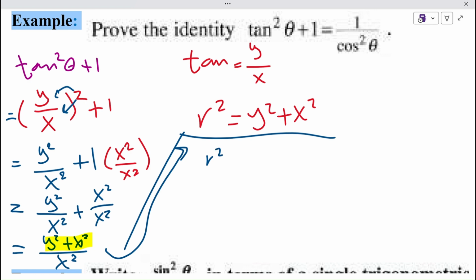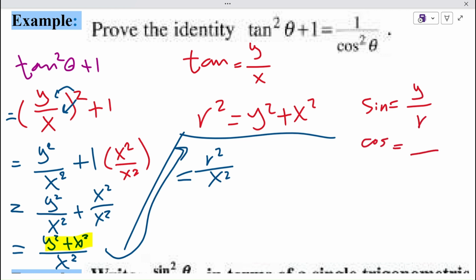Now, r square over x square, we will stop it here. Before this, guys, look at here. We know sine is equal to what? Y over r. What about cosine? Cosine is equal to x over r.